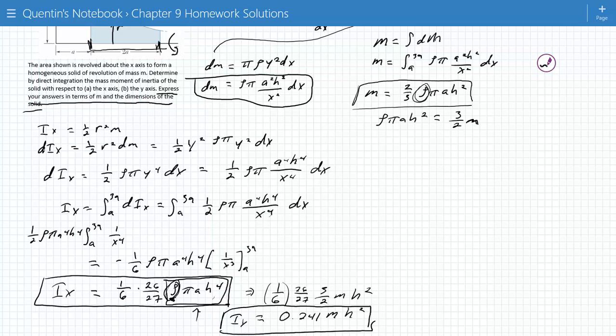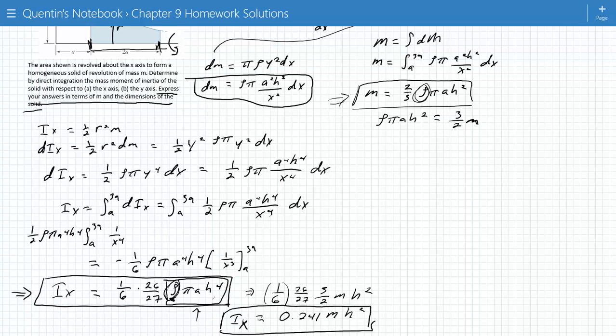Boom. That's your Ix. Ix is 0.241 m h squared. So again, it's a valid answer. That's absolutely correct. It just happens that they want the answer in terms of mass. And so you have to get rid of that rho, and you have that from actually integrating the mass up here. So that is the first part. That's part A.